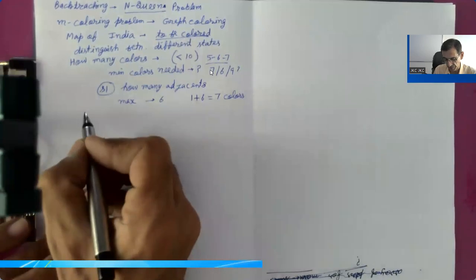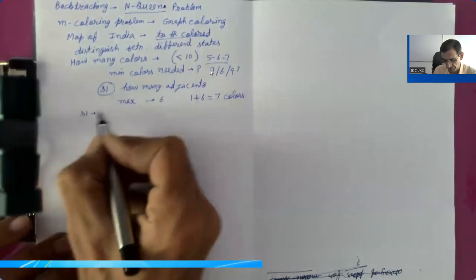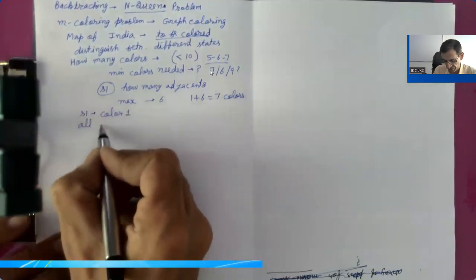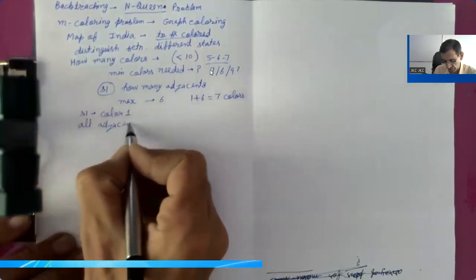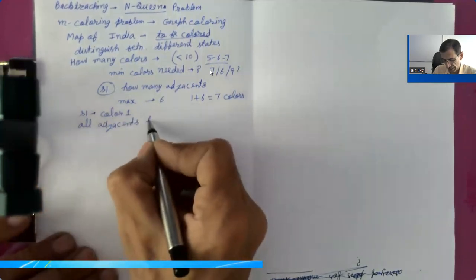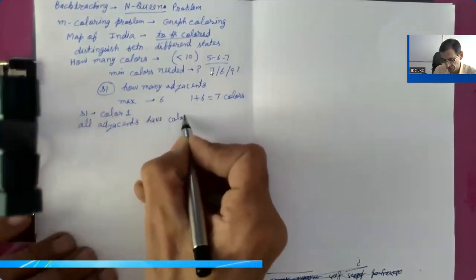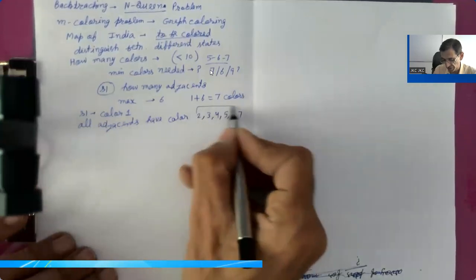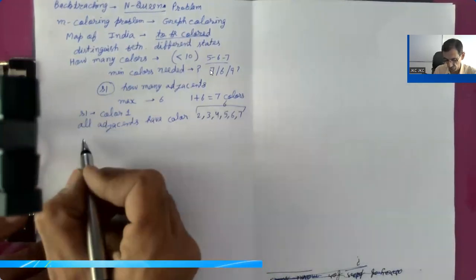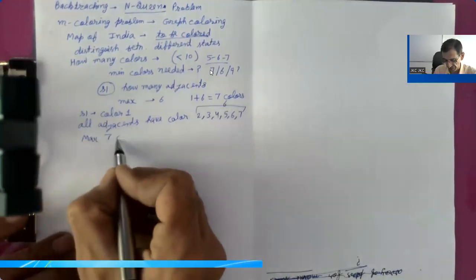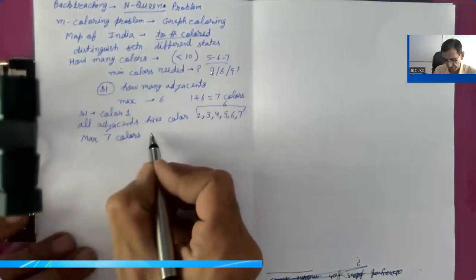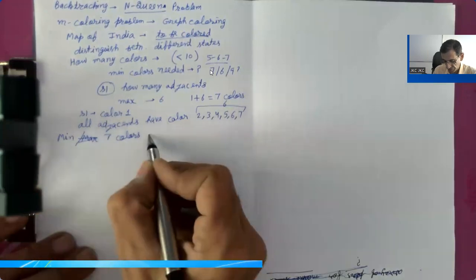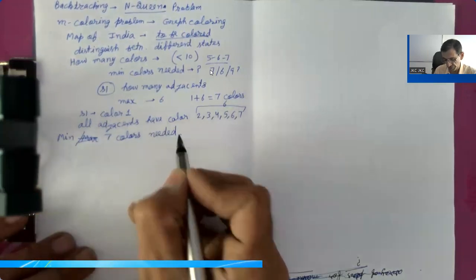The logic is simple: S1 will be some color 1, and all its adjacents will have different colors, say 2, 3, 4, 5, 6, 7. Total 6 different adjacents, 6 different colors. So a maximum of 7 colors should be sufficient, or I'll say a minimum of 7 colors needed for coloring such a graph or such a map.